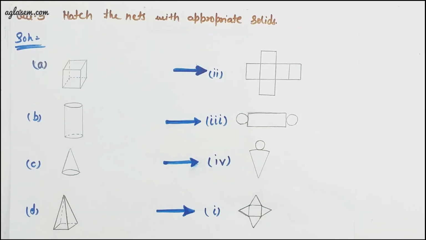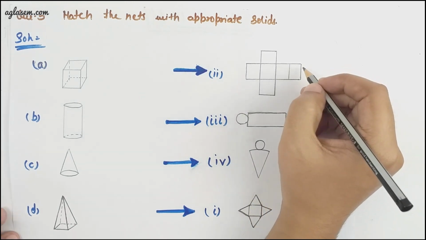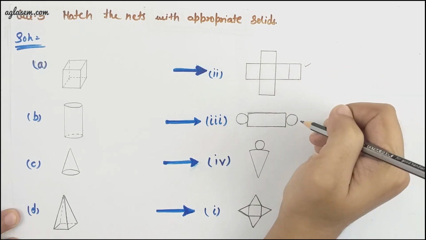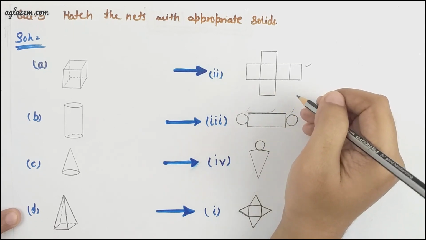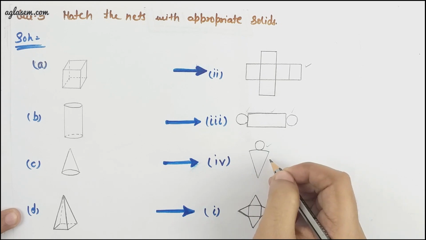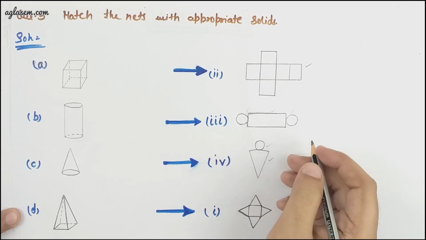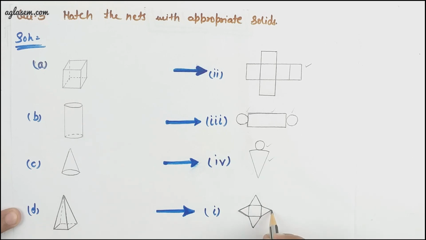Question number 5 says match the nets with appropriate solids. On the left side we have a cube, then a cylinder, a cone, and lastly a pyramid. If we match them, this we have already learnt is how we make a cube. This is obviously a cylinder because it has 2 circles here and one rectangle. This is a cone with a circle and a triangle that can be rotated this way. And this being the walls of the pyramid and this being the base. So this is the appropriate answer.